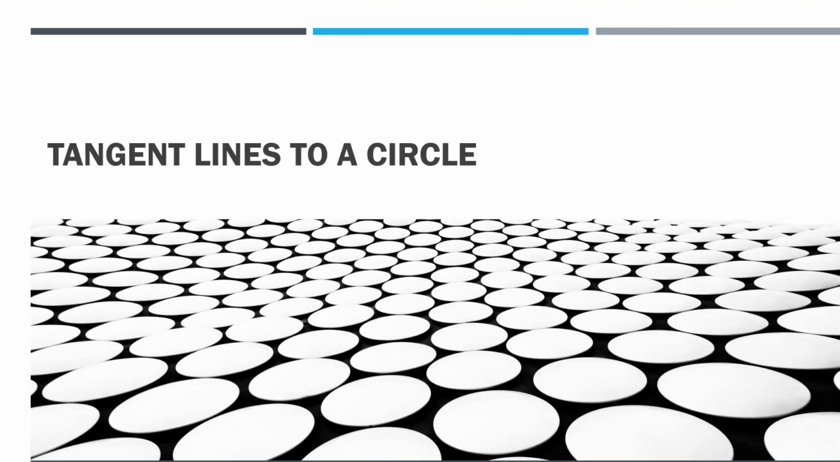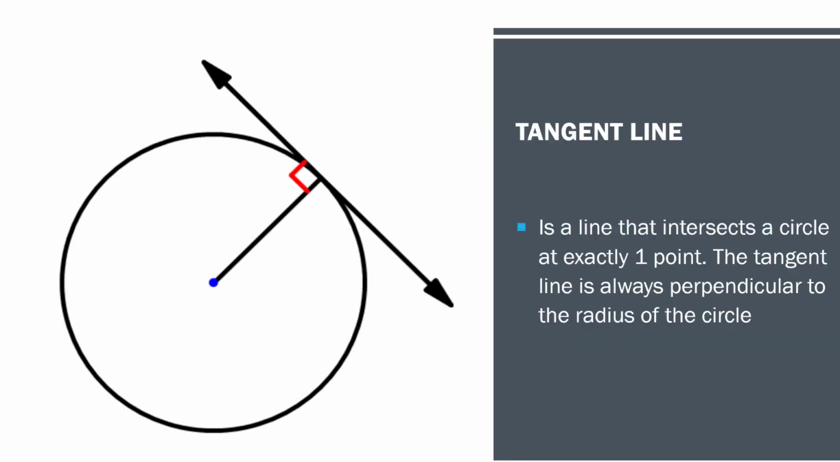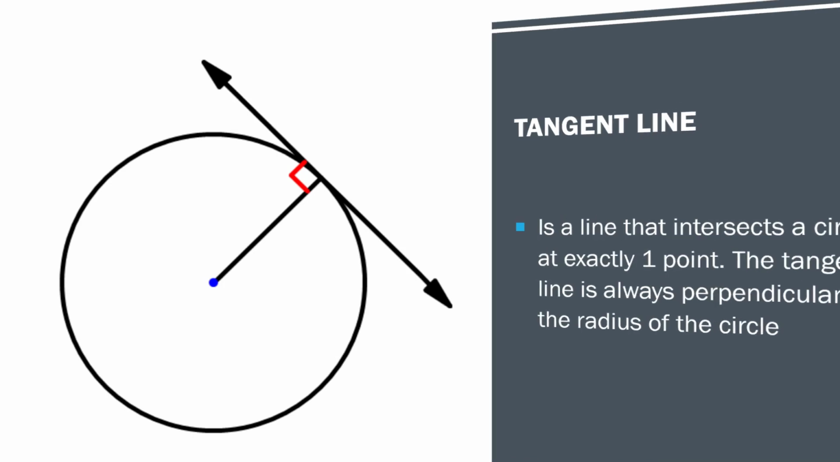Tangent lines to a circle. A tangent line will intersect a circle at one point. That means that the tangent line is perpendicular to the radius of the circle.